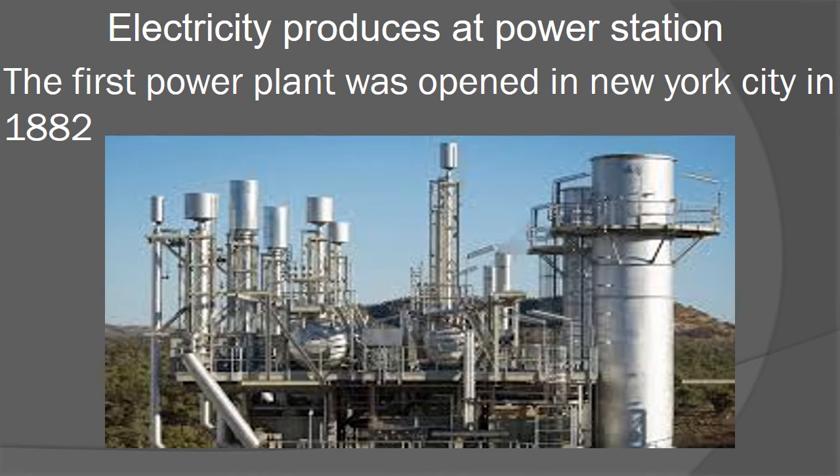Electricity is produced at power stations. Huge electric generators at power stations produce electricity. Different sources from which electricity is generated are water, fossil fuel, sun, wind, nuclear reactions, etc. The first power plant was opened in New York City in 1882.